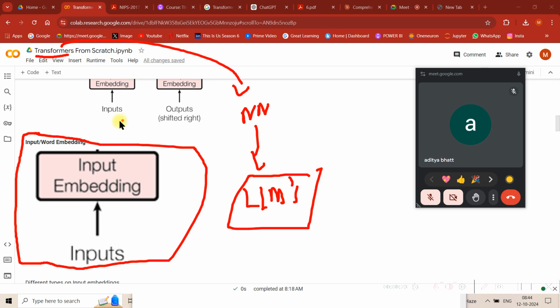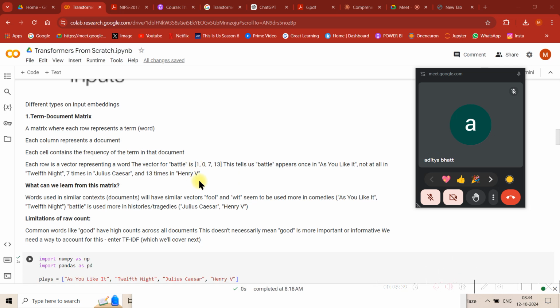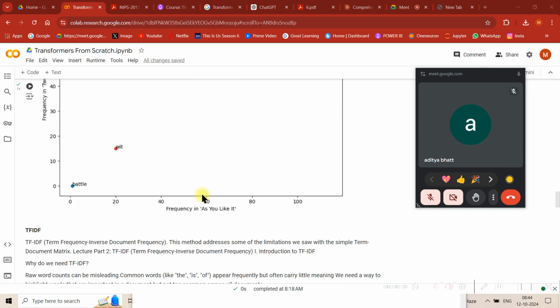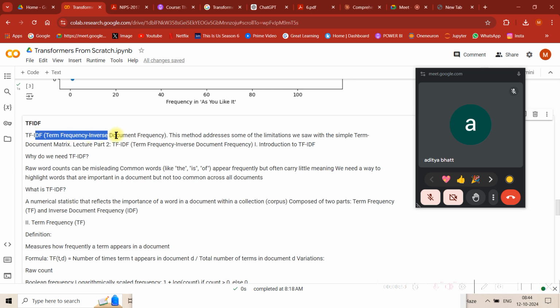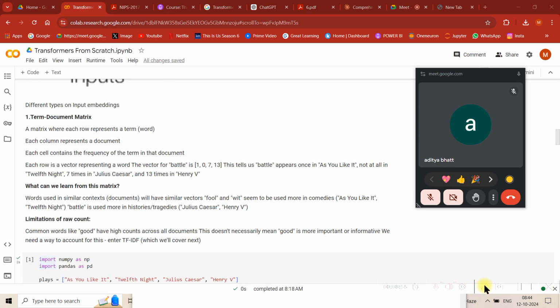Now the thing is that, see, even the first step in the transformers is that your inputs, that is your text input, would get converted into input embedding or word embedding. Okay, now let's move ahead. So today, as I mentioned, we'll be talking about two popular methods. One is term document matrix and another one is TF-IDF, term frequency and inverse document frequency. Don't worry about terminology, we'll see everything.